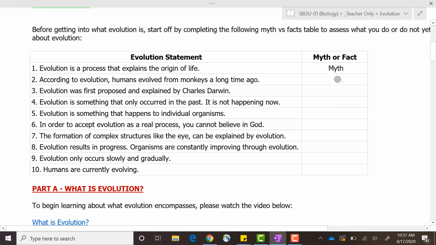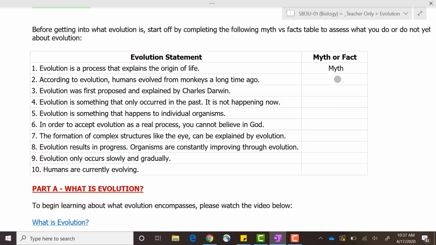So evolution does not explain how life came to be on Earth. Evolution instead tries to explain how life has changed over time. And so there's a key difference in there. There are other theories that try to address how life began on Earth, but evolution is simply looking at how life has changed over time.